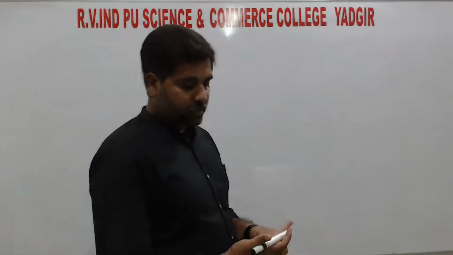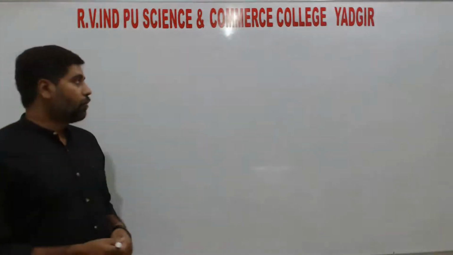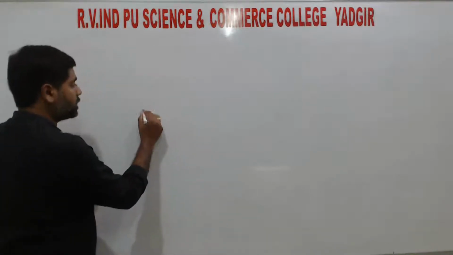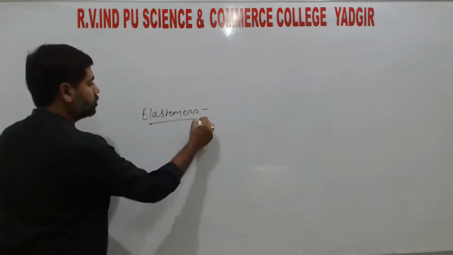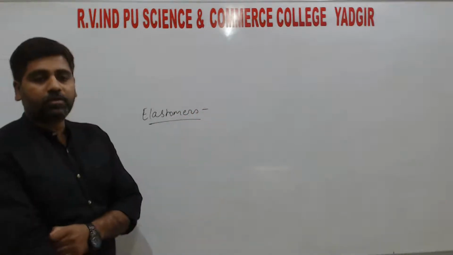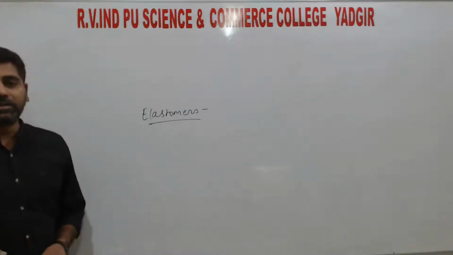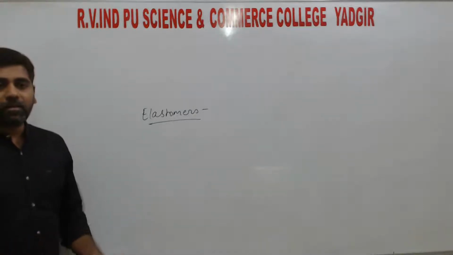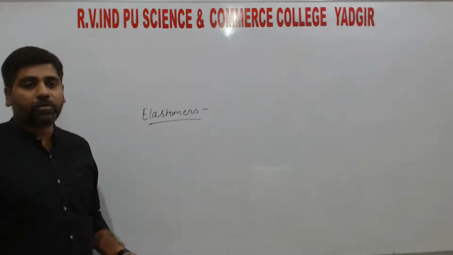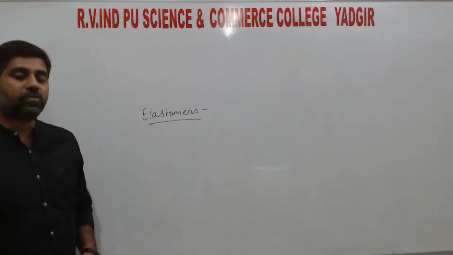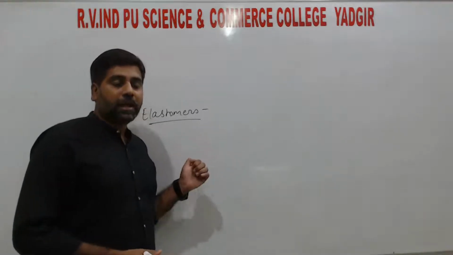Good afternoon, students. In the last class, we discussed the stress-strain curve, right? One more point we have is elastomers. What are elastomers? Elastomers are materials which extend or stretch to larger values for a small stress, without breaking. That type of material we call elastomers, right?